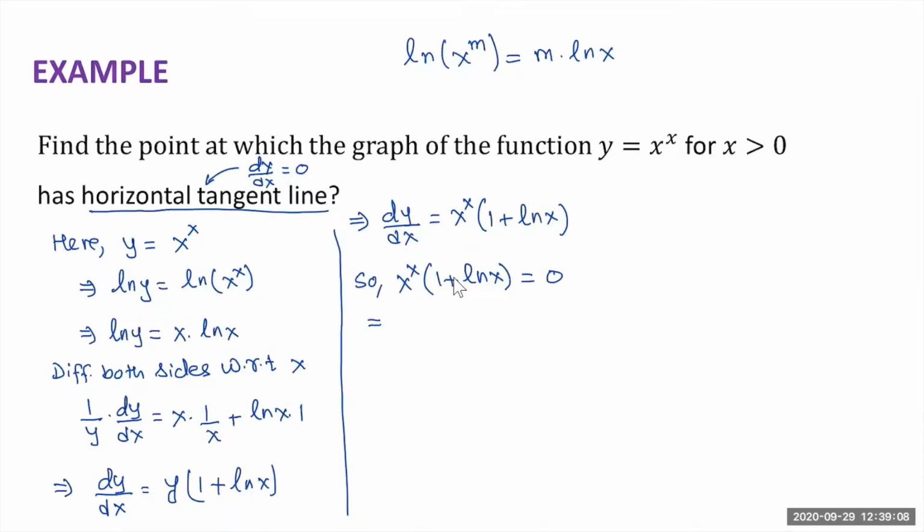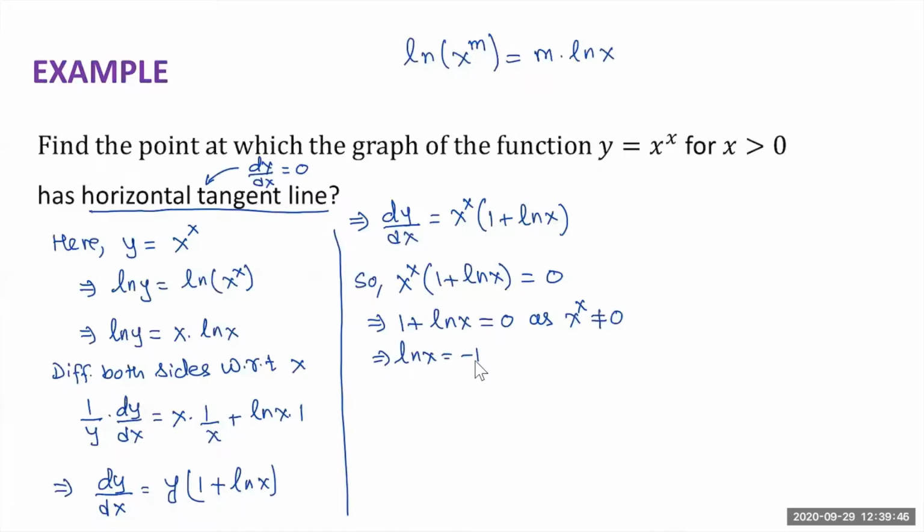So this implies 1 plus log x is equal to 0, because x to the x cannot be 0. So x raised to x is a positive number. A positive number multiplied by 0 must be 0. That means the second quantity, 1 plus log x, is equal to 0. Now, if I want to find the value of x, I need to subtract 1 from both sides. So if I subtract 1 on both sides, it will be natural log x equal to -1.